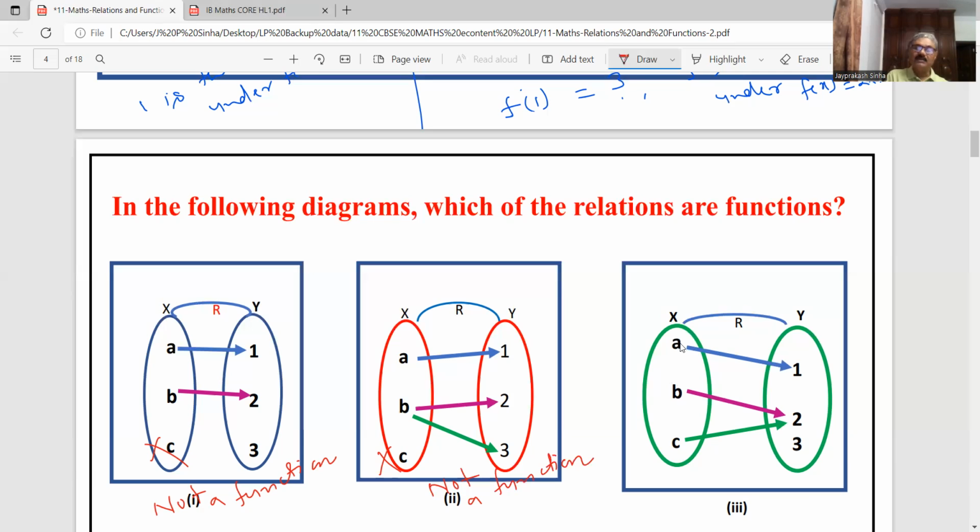Now every element of set X should have a unique image in set Y. Yes. A is having a unique image, that is 1. B is having a unique image, that is 2. And C is also having a unique image, that is 2. Correct? So this is satisfying as a function. So this is a function. Yes, it is a function.